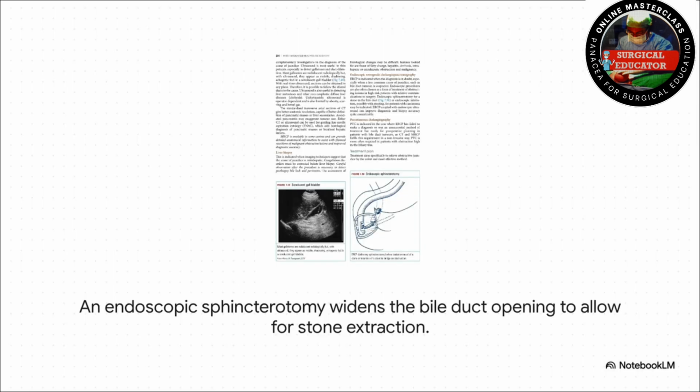So how do we actually get the stone out? As you can see in this drawing, we use a tiny wire to make a small cut in the muscle at the opening of the bile duct. This is called a sphincterotomy. It just widens the doorway enough for us to pass a small balloon or a wire basket, called a Dormia basket, to go in and pull the stone out.